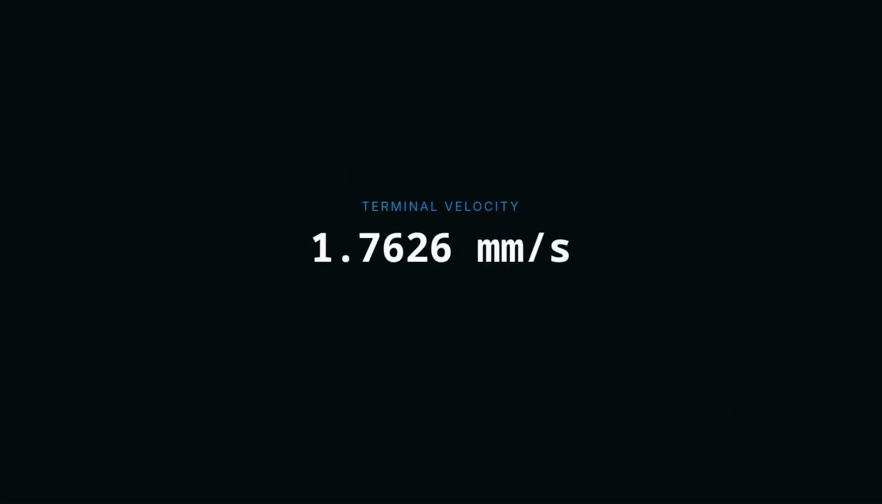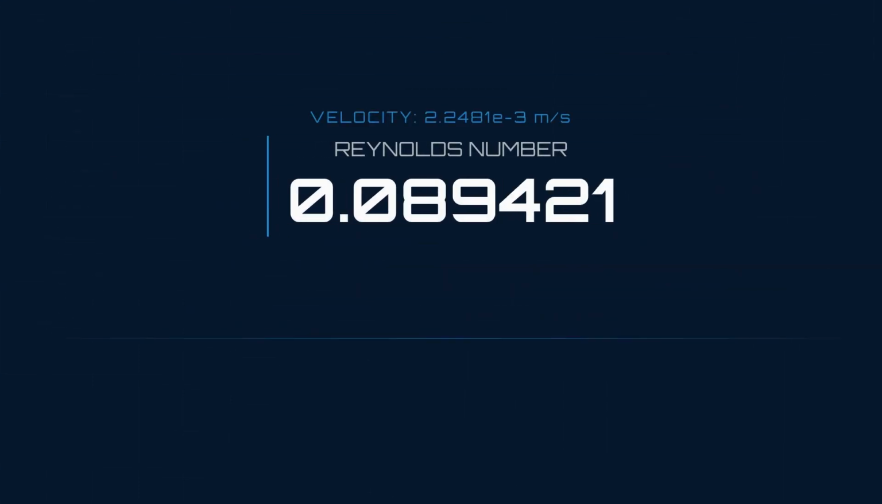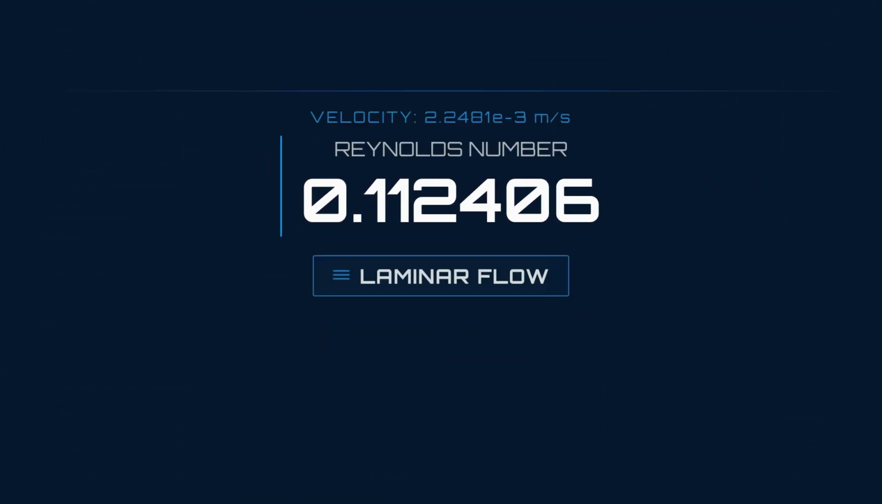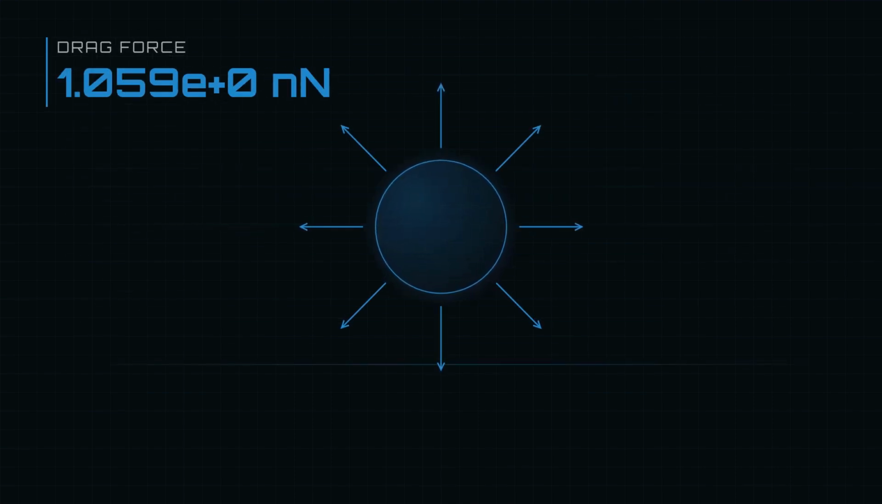Click Calculate, and here are our results. Terminal velocity is 2.2481 millimeters per second, which also displays as 2.2481 meters per second. The Reynolds number is 0.112406, confirming laminar flow conditions. Drag force measures 1.059 E plus 0 nanonewtons. That's the resistance on our particle.